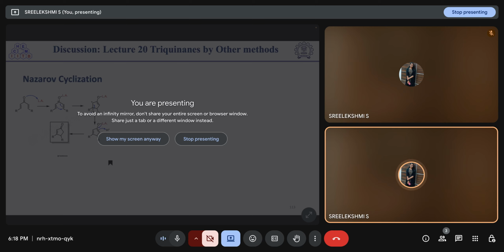Then we have seen this Nazarov cyclization. So a Lewis acid will coordinate with this ketone. Then this will move to here and this will come to here to form this. And then this proton will leave and the alkene will form here. And then this O minus will come back and this will get quenched and we will get the cyclopentenone. So that is known as Nazarov cyclization.